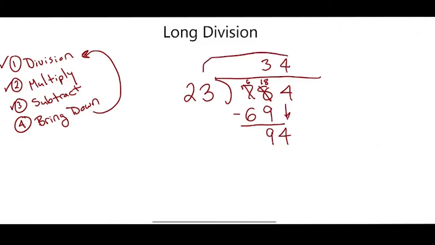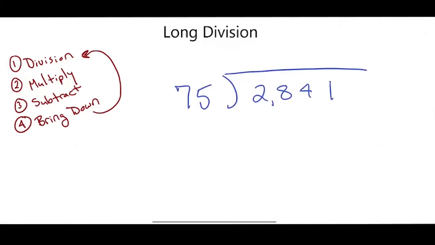So I'll do 4, and then I will multiply. 4 times 3 is 12, so I'll put my 2 here, and then I'll put my 1 here. Then I'll do 4 times 2, which is 8, plus 1 is 9. So now I'll subtract. 4 minus 2 is 2. 9 minus 9 is 0. So I have this 2 here. That means that my remainder is 2. So 784 divided by 23 is 34, remainder 2.